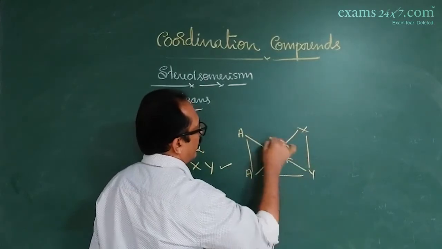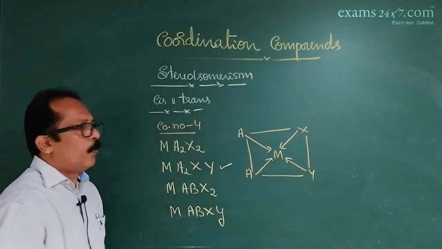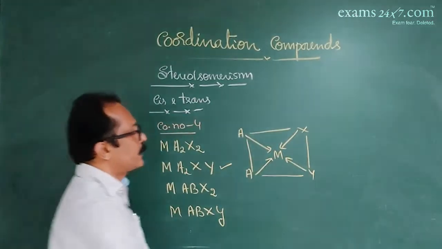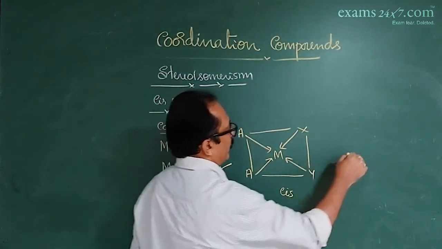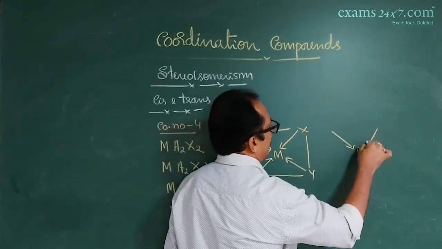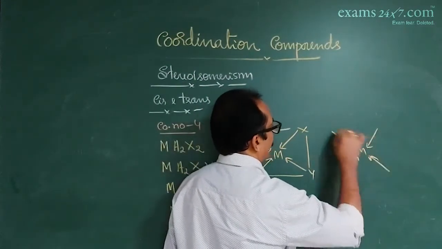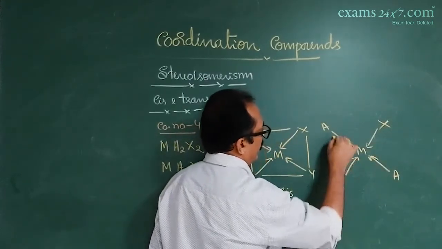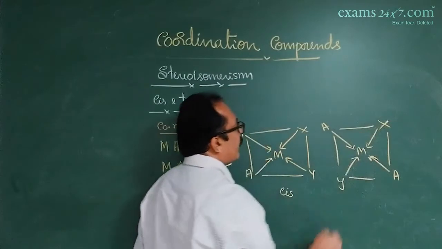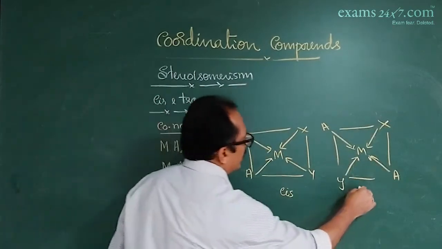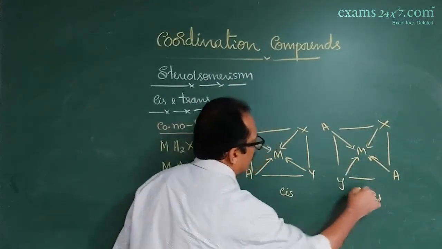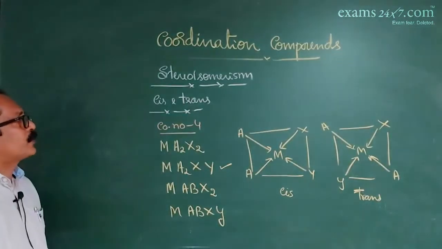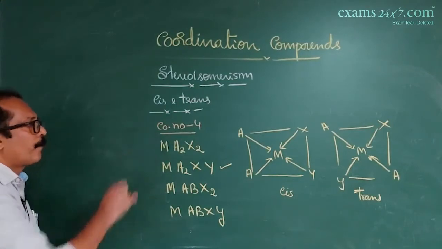Here, when the ligands X, Y are present closer, that kind of isomerism is called cis isomer. Or if it is represented like this, here the ligands are far from each other, that's called a trans isomer. Similarly, you can write the isomers for all these complex compounds.